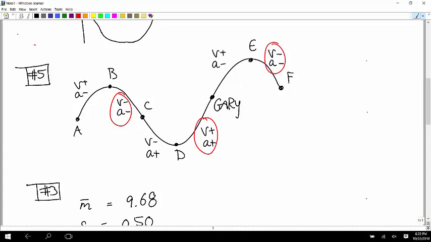So from B to C, the slope up there is exactly horizontal. And then it's getting steeper from there. It's getting more negative from there. So it has to be speeding up in the negative direction.